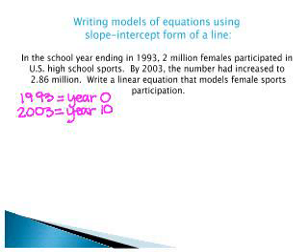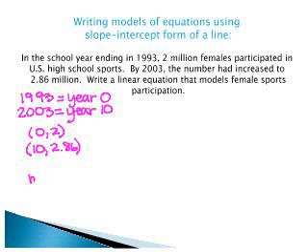Okay. So to write our ordered pair, we would say that in year 0, there was 2 million females participating in U.S. high school sports. And in the 10th year, this had increased to 2.86 million. So with this information, we can find our slope, because we're trying to write a linear equation for this.